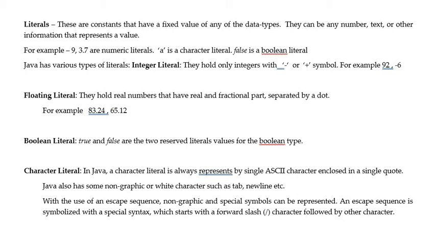For example, an integer literal can be a combination of digits with either a plus or minus sign, only once. That means plus 92 or minus 6 or only 92. Floating literals are those which have a fractional point also, so it allows one dot in between. Boolean literals are true and false and nothing other than true and false. Character literals are any of the special characters.